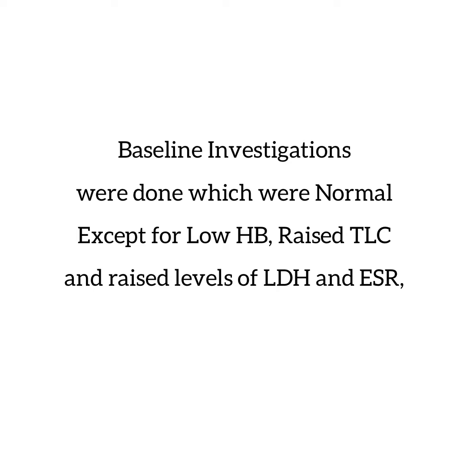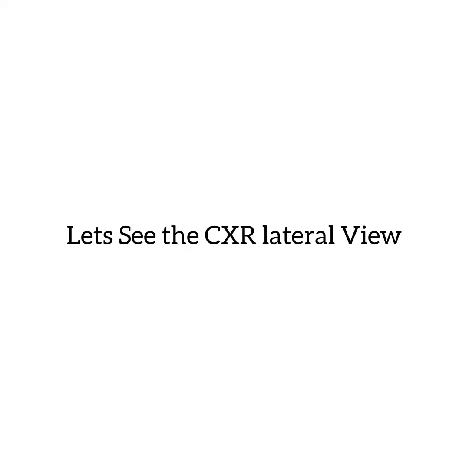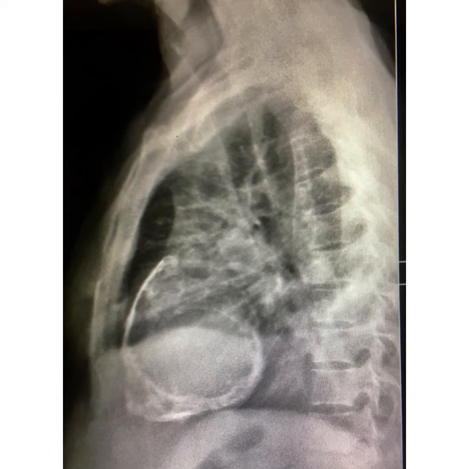Now let's see the chest X-ray lateral view, which shows a calcified rim. That is a lateral view, you can see it marked by the arrow. A thick calcified rim can be seen clearly.